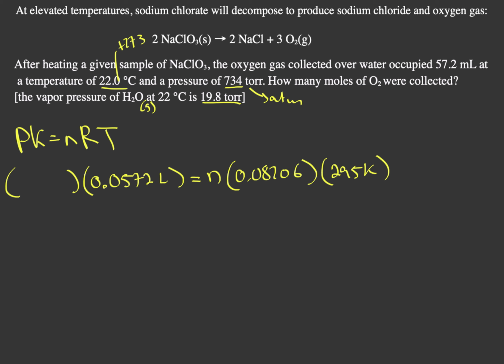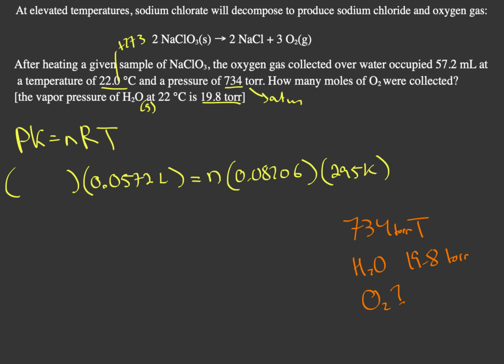Now our pressure. Here's the thing with our pressure. Our total amount of pressure is 734. This is our total pressure. But H2O also occupies 19.8 torr, right? So this is also in torr. Now, what is O2 then?